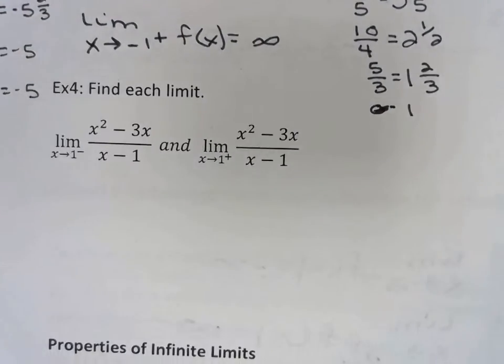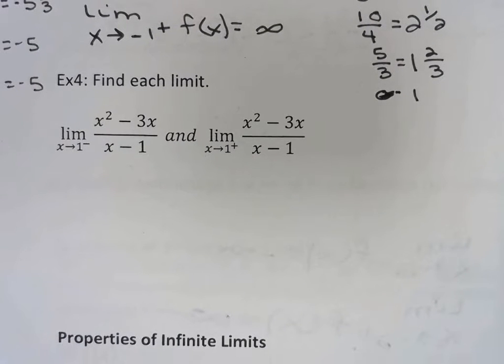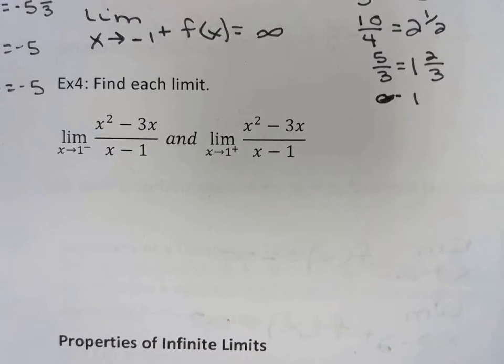Okay, example 4. I want to find each limit. Just by looking at these limits, I'm thinking I'm going to have a vertical asymptote at 1. As I'm approaching 1 from the left and the right, I should be seeing infinity or negative infinity. That's what I'm thinking.